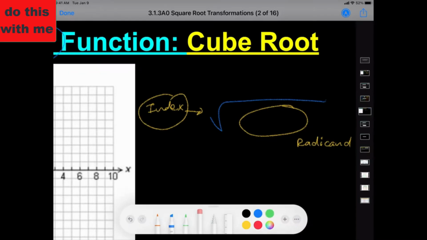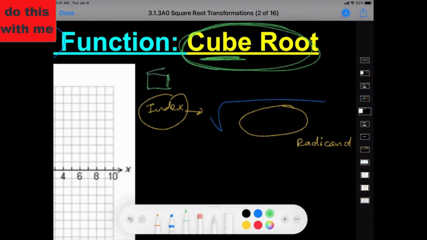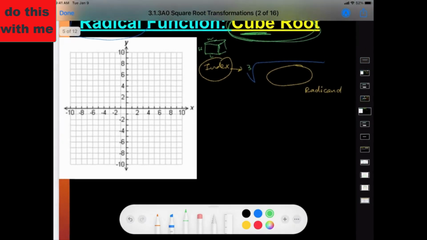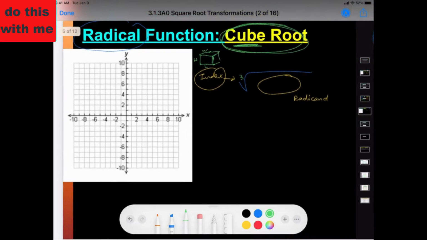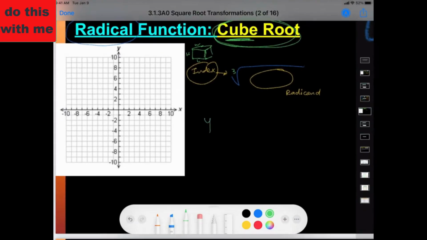We're going to do a cube root. So a cube root, cube is 3-dimensional, right? Has length, width, and height. And so that number is actually going to be a 3. Okay, so we're just going to go ahead and graph the cube root. So I have y equals the cube root of x. And let's go ahead and just graph this.